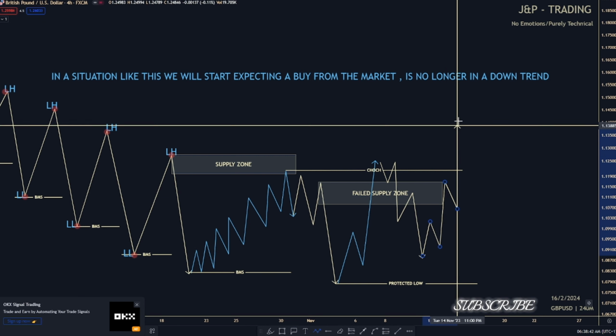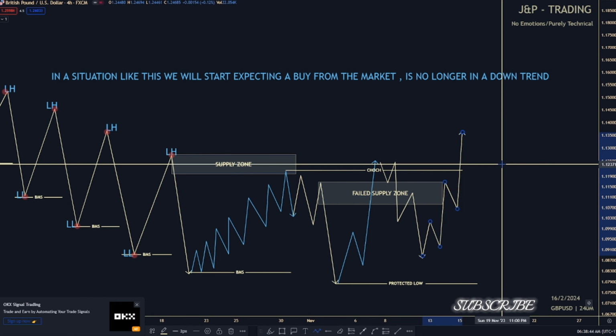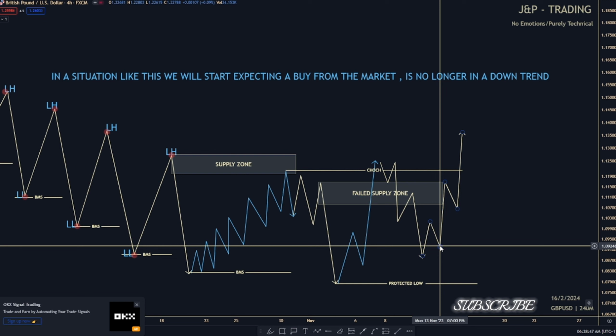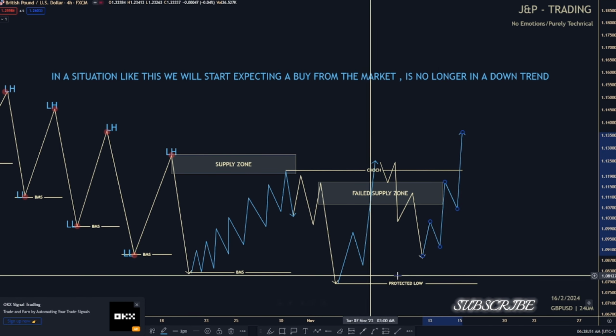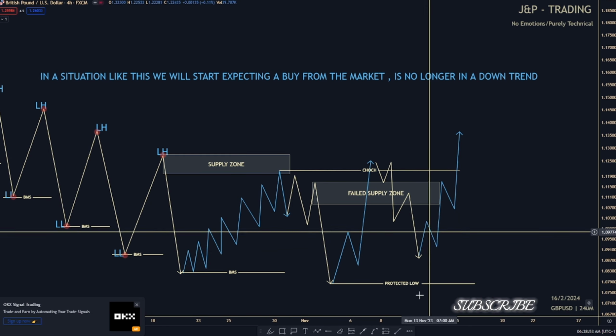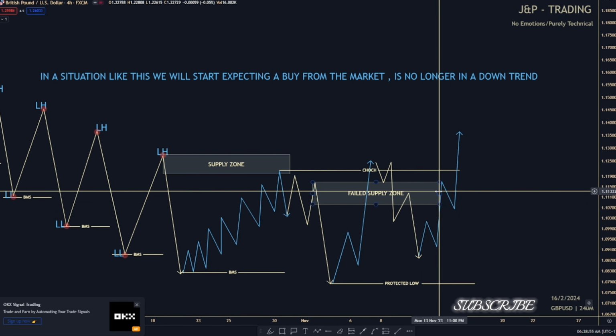The point of interest, the demand zone, the order that is not being filled, the market will mitigate it and it will start pushing up all the way over there to make another what? Higher high.